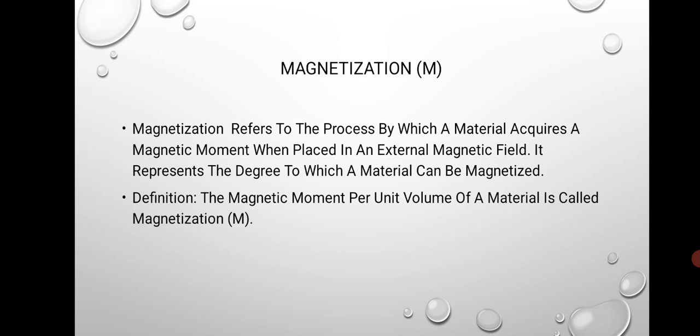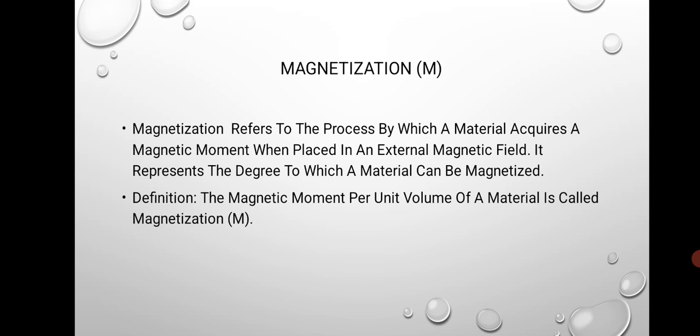Magnetization refers to the process by which a material acquires a magnetic moment when placed in an external magnetic field. It represents the degree to which a material can be magnetized. Magnetization is denoted by capital M.